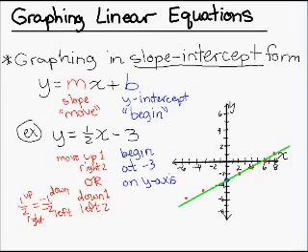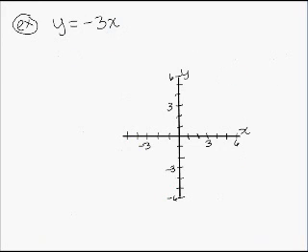Okay, let's try another one that's in slope-intercept form. This one right here is also in slope-intercept form, but it's hiding something. What it's hiding is this invisible +0. There's nothing added onto the end in place of the b, so that means there's really a +0 just kind of hiding. So that means that the y-intercept is at the origin. So we're going to begin on 0 on the y-axis. Okay, so our first beginning point is on 0 on the y-axis.